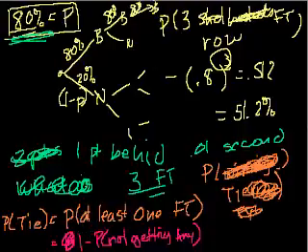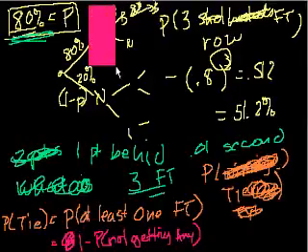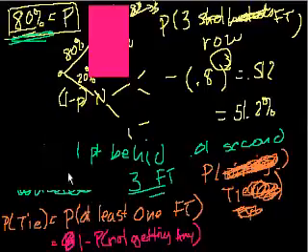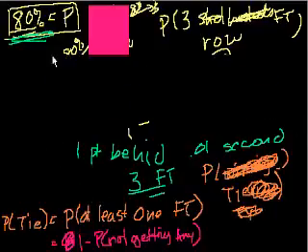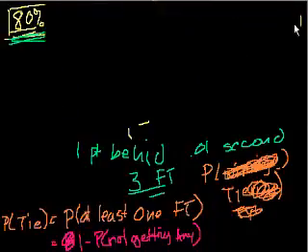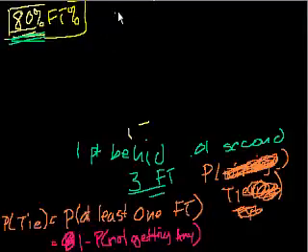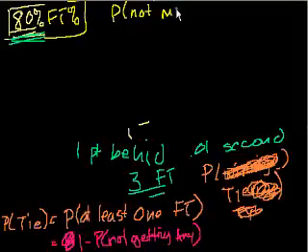So let me erase all this stuff that I did up on top, and we can figure out the answer to this problem. We know I have an 80% probability of making any one shot. So if we go back to the problem, this is my free throw percentage. So what is the probability of me not making any of my free throws?